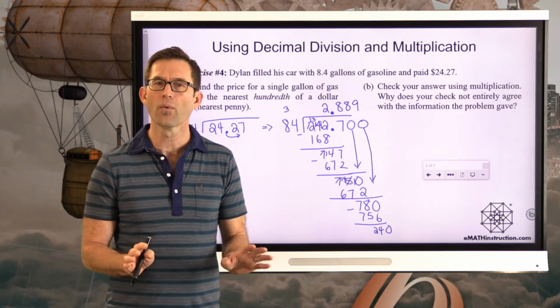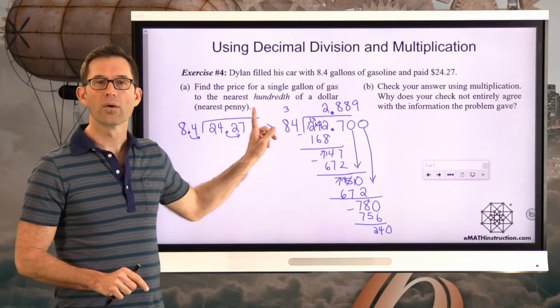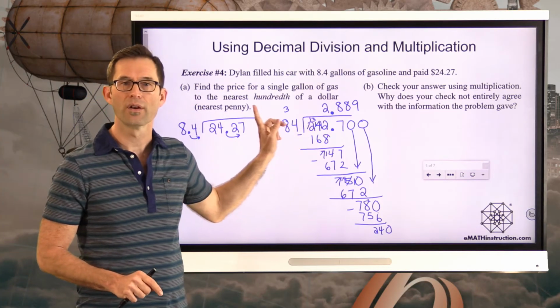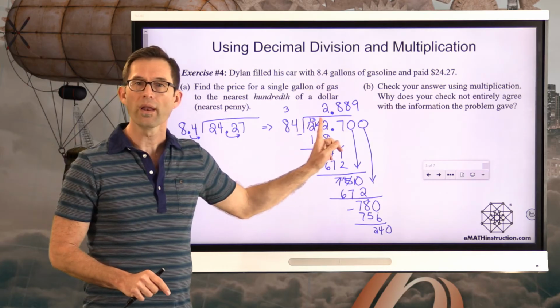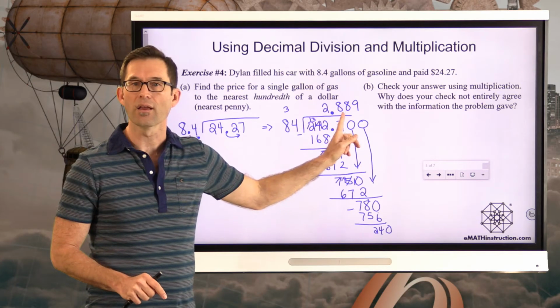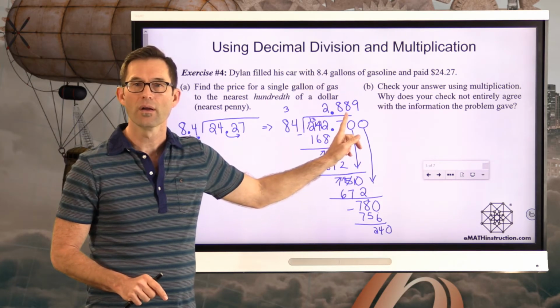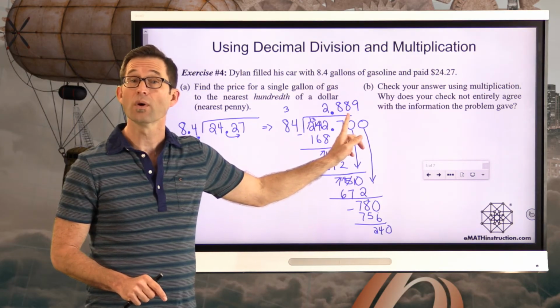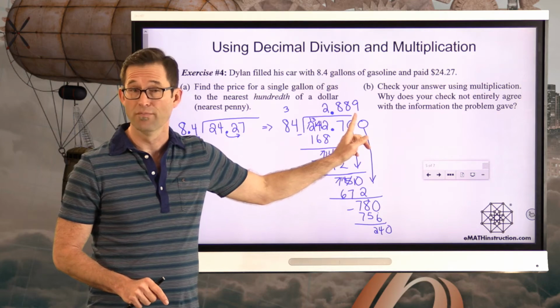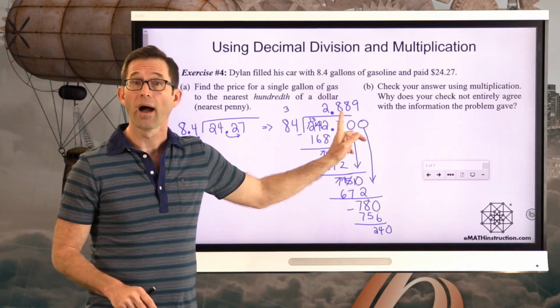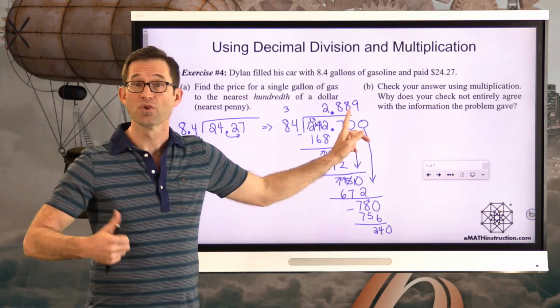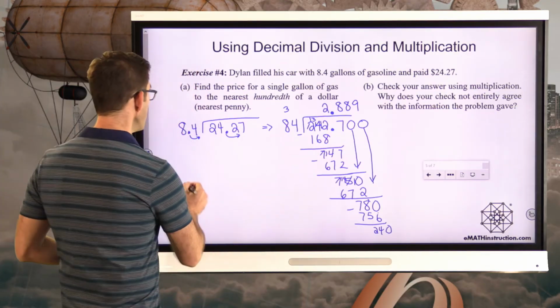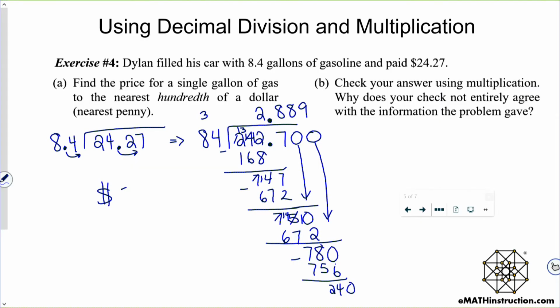Either way, though, I don't have to go any further because I want to round to the nearest hundredth of a dollar. Well, right now I've got 2.88. Here's my hundredth, right there. So I look at that 9, and that tells me I need to bump that 8 up to a 9, right? Because that 9 is 5 or larger. So my price per gallon is $2.89.